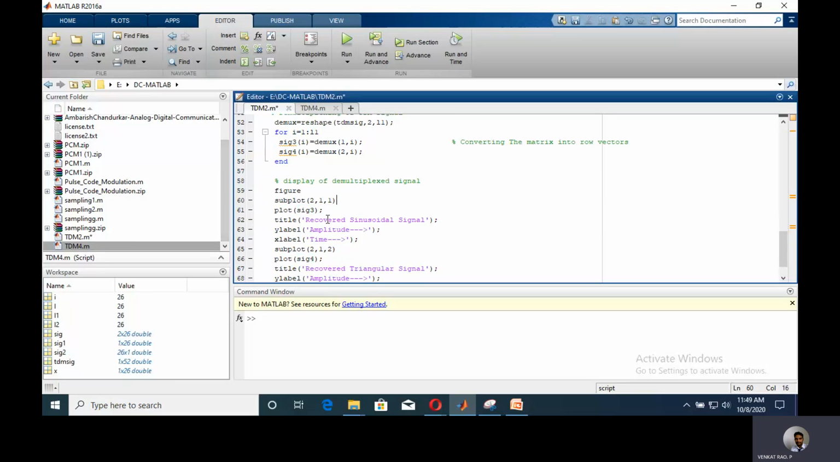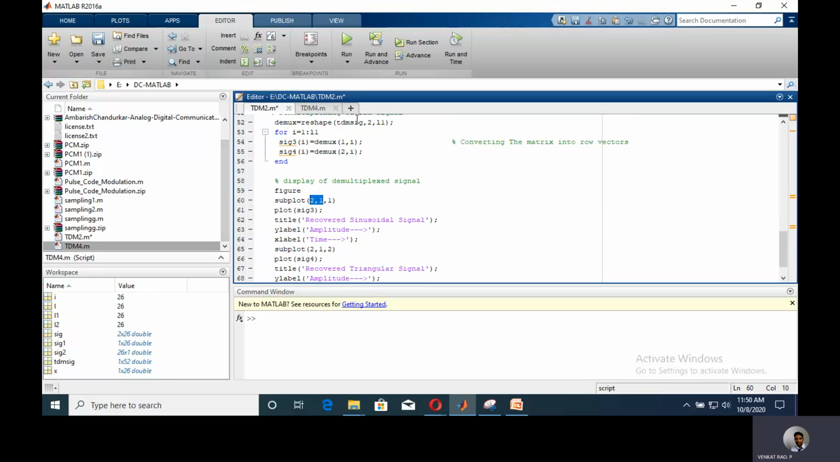Then these signals must be the original signals, not sampled signals. So that's why I am using the plot function again. Plot of signal 3 will give the recovered sinusoidal signal, and plot of signal 4 will give the recovered triangular signal. These two signals are plotted in a single window, which is why a subplot of size 2, 1 is taken.